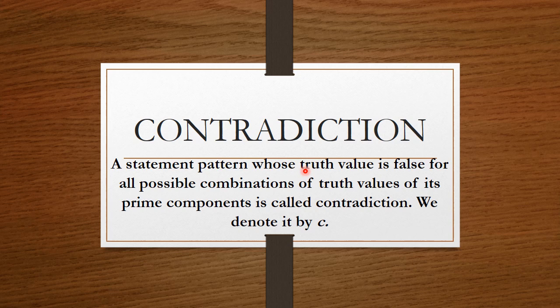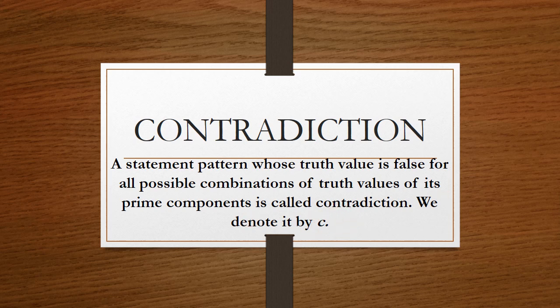That means what? What are the prime components of a statement pattern? Obviously the statements in it, right? And we will form different combinations of it: when both the statements are true, when one is true, one is false, and when both are false. In all cases, if the outcome is false, then we call that statement pattern a contradiction, and we will denote it using small letter c.